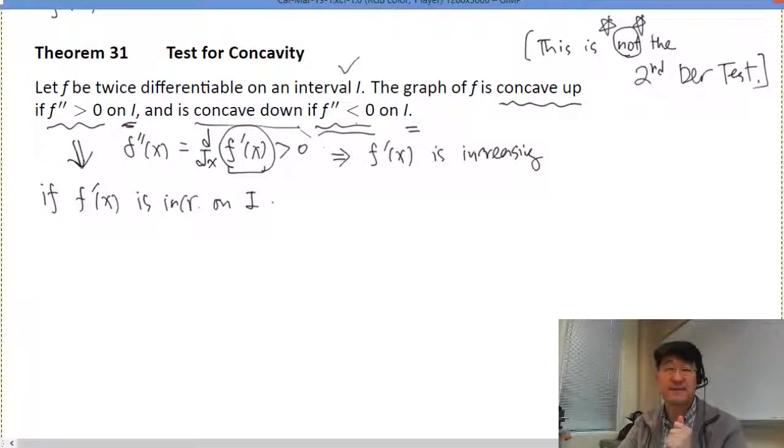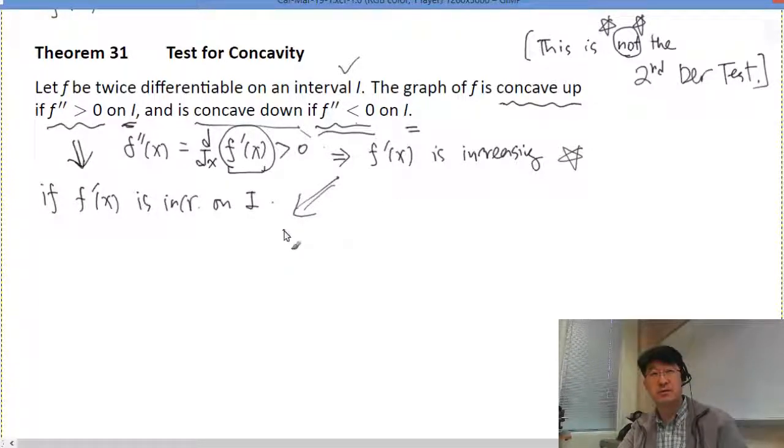Does that make sense? No? How about this sentence? Is this still confusing? Okay, how about this one? Isn't that the same statement? F prime of x is increasing. But the very definition of concave up is that f prime of x is increasing.